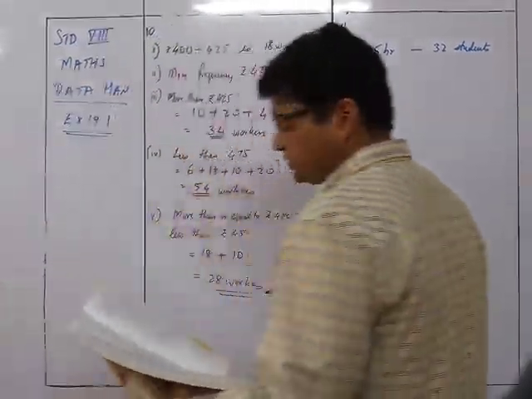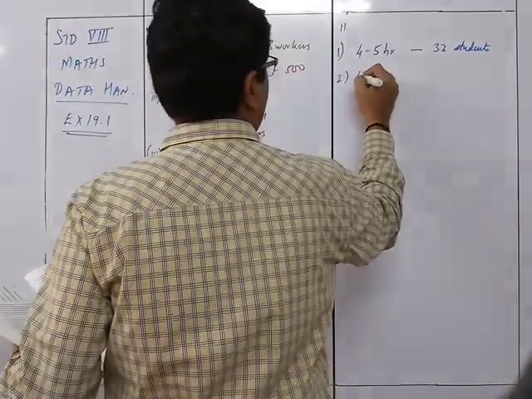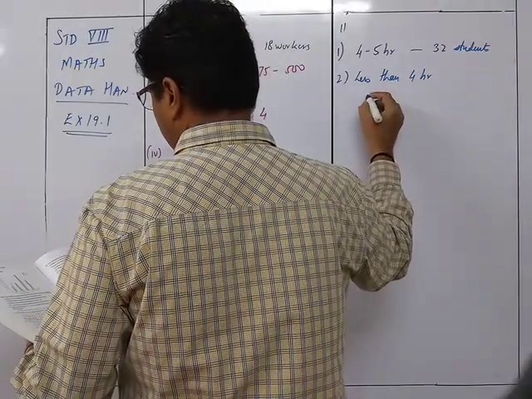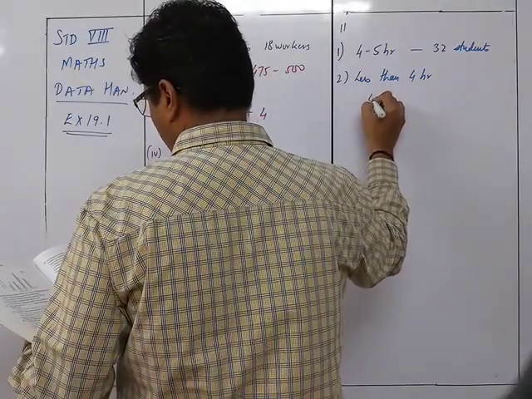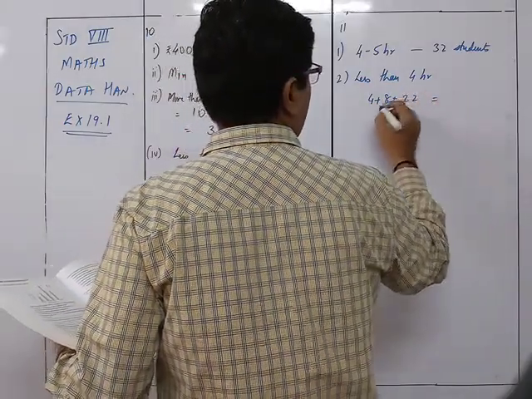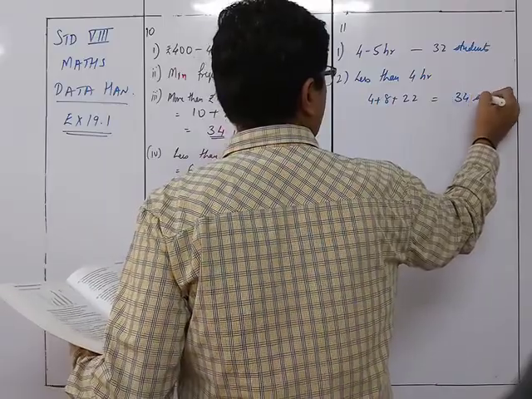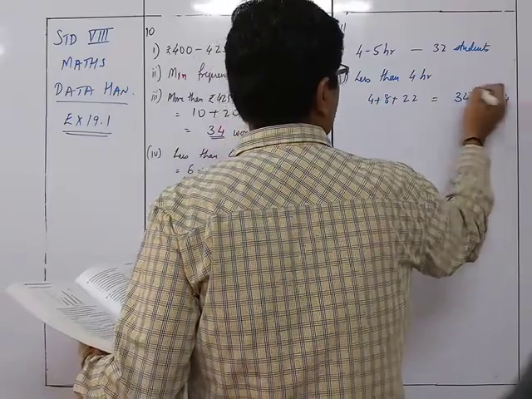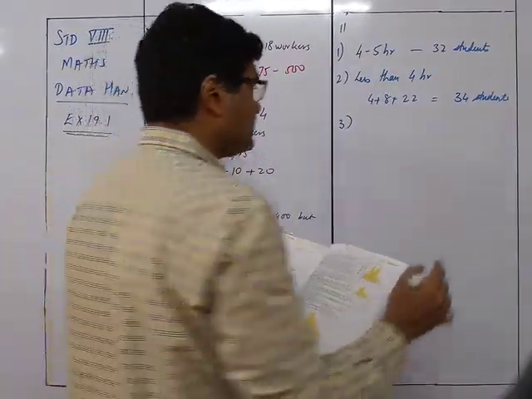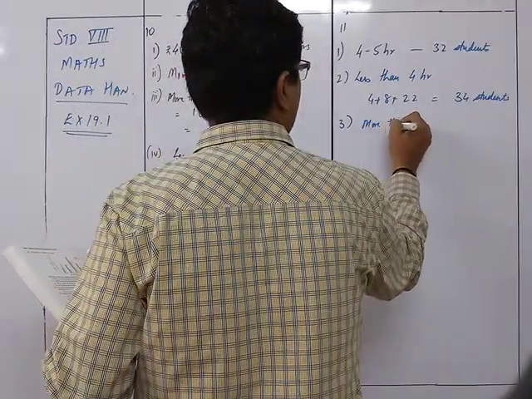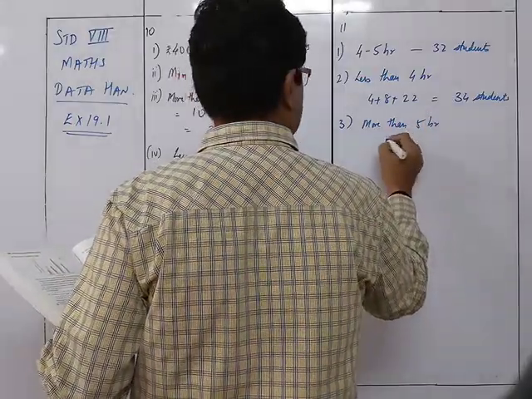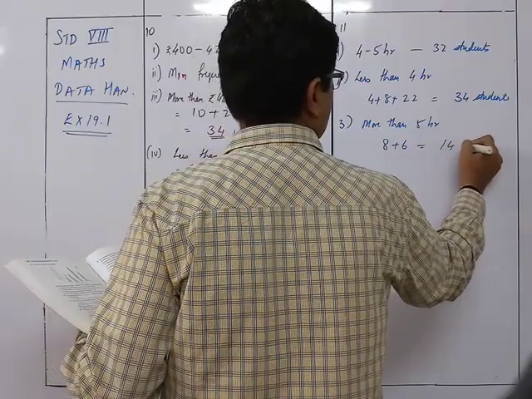How many students watch for less than 4 hours? So less than 4 hours will be right from the first one. That is going to be 4 plus 8 plus 22. So that is going to be 34 students. So 34 students saw less than 4 hours. How many students spend more than 5 hours? So more than 5 hours will be 8 plus 6. So 8 plus 6 is 14 students.